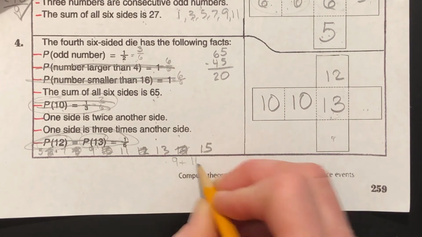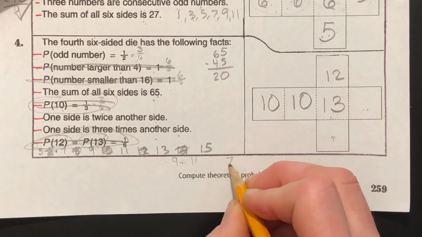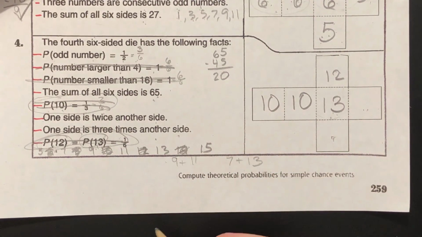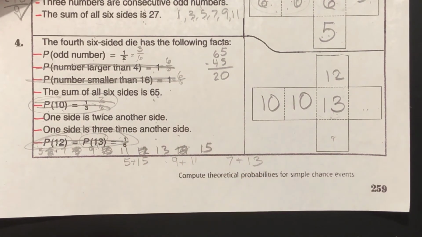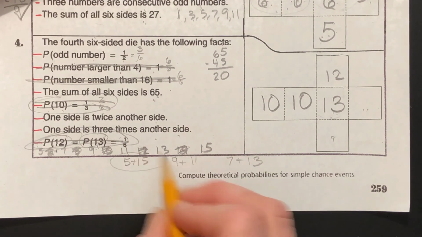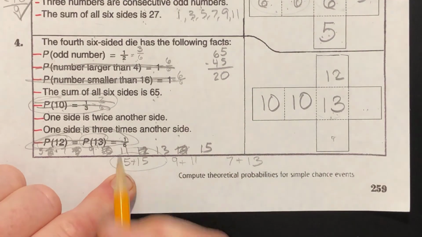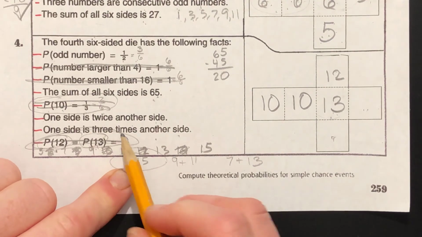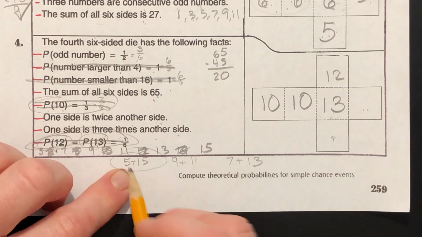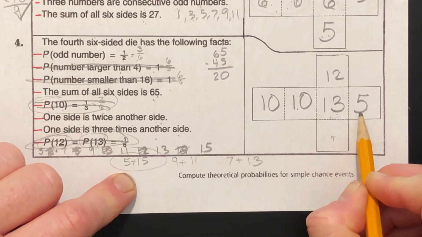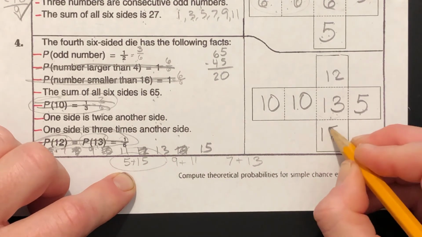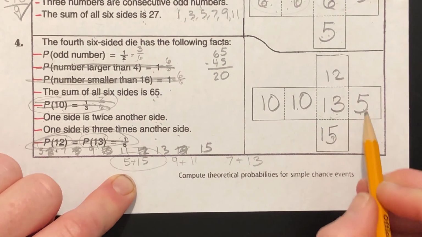9 plus 11. 7 plus 13. 5 plus 15. Ooh. Okay, I think it might be this one. Hold on. Okay. One side is twice another side. One side is 3 times another side. Ha. 5, because this is twice this. And 15. This is 3 times this.